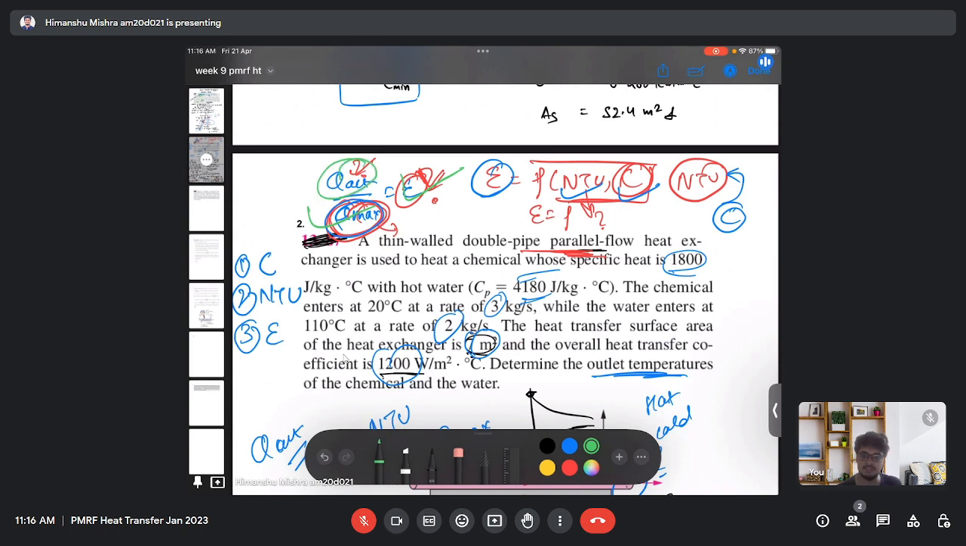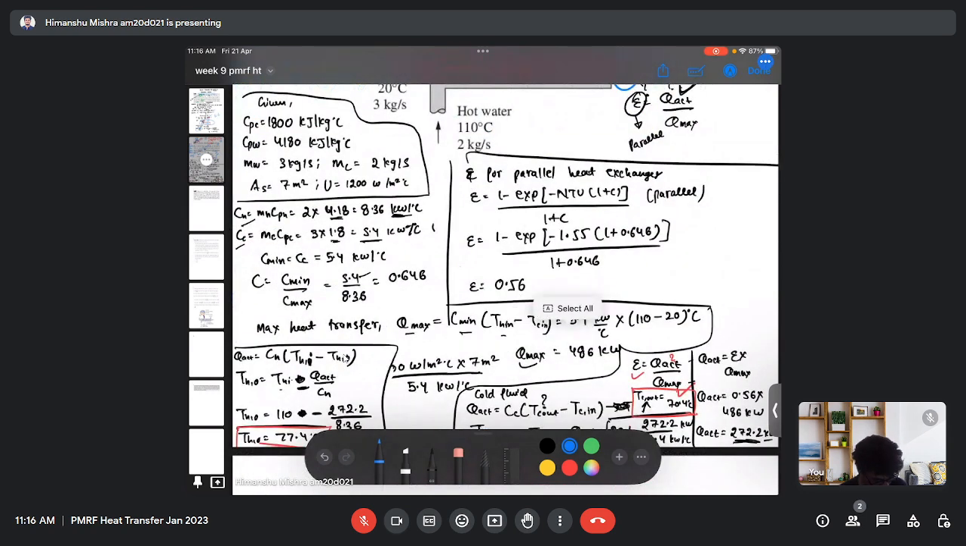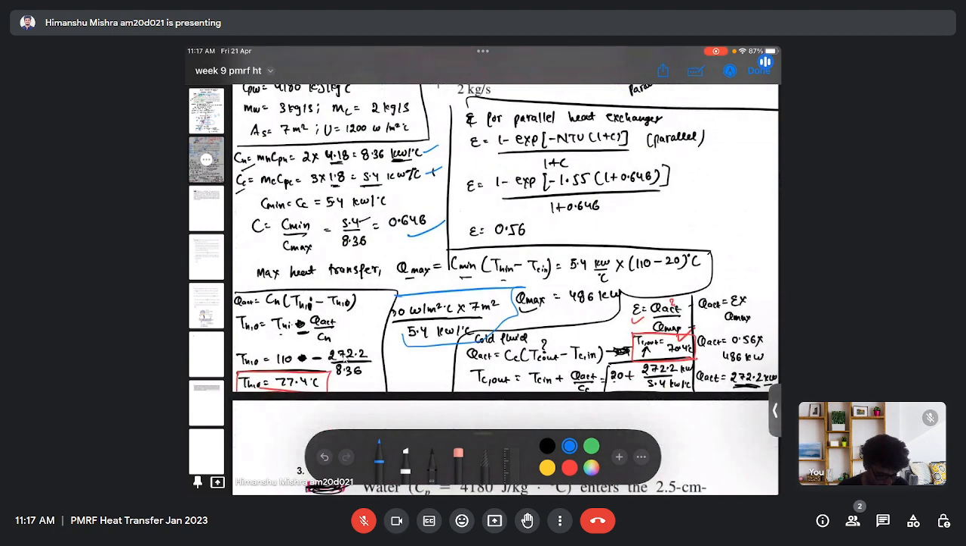So now you get this, and you already got this. Now you calculate the actual heat transfer from the maximum. Then in step 6, you can calculate the outlet temperature of both hot and cold fluid. So we calculate the heat capacity rate of both hot and cold fluid. Then we calculate the ratio. Here we have done the calculation of NTU, and here we calculate the maximum heat transfer.